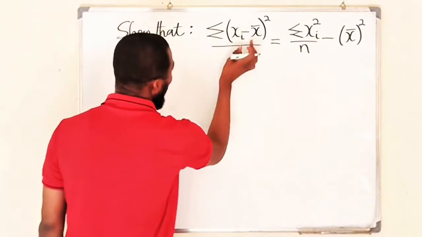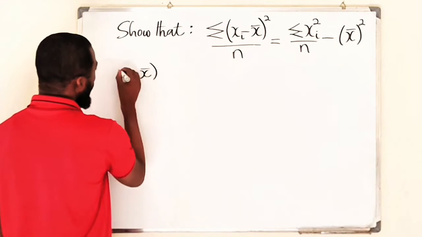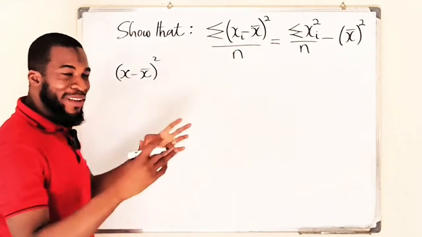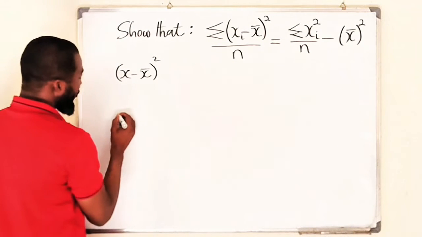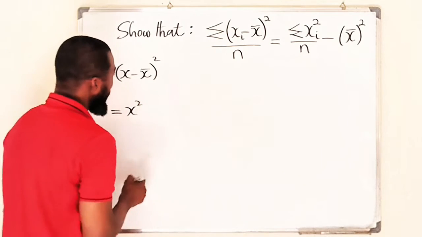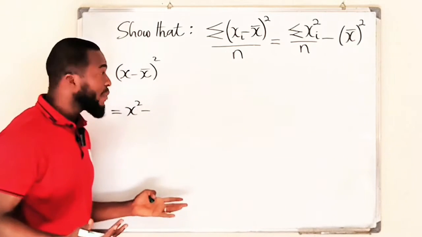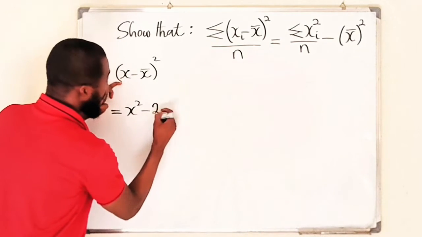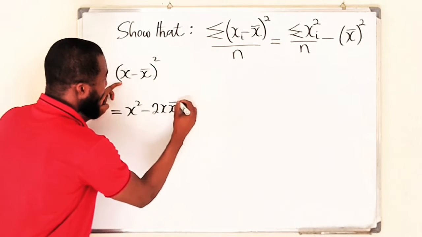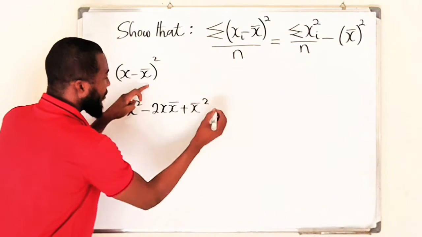So let me start with the expansion. If I have x minus x bar whole squared, forget about the i, this should be xi's. What is the expansion? The expansion would be the first term squared, that is x squared, minus 2 times the first term times the second term. If it is plus, use plus. This is binomial expansion, remember. 2 is constant, times x, times x bar. Then plus x bar, the second term, squared.